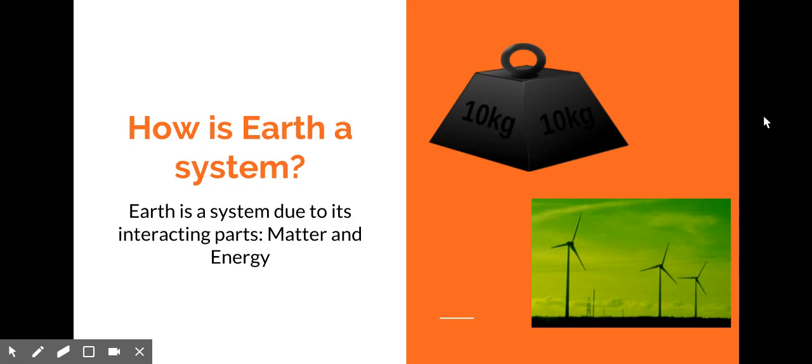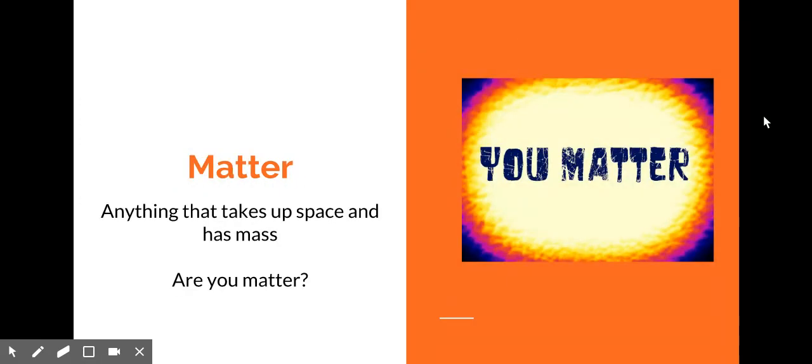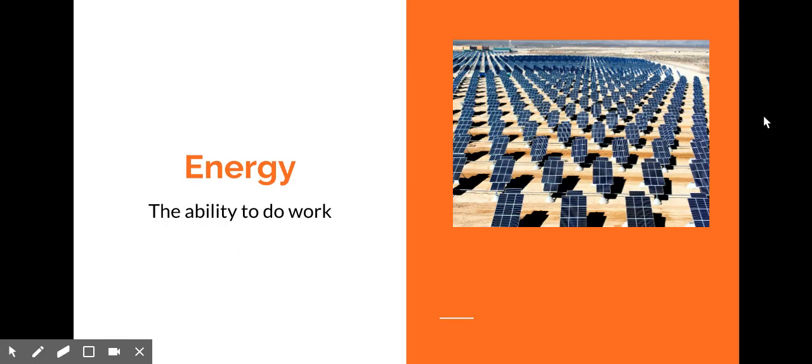So now we want to ask, how is Earth a system? And so Earth is a system due to its interacting parts. Those include things such as matter and energy. So let's redefine matter. It's anything that has a mass and takes up space. So based on that definition, are you matter? Yeah, you matter. Energy is simply defined as the ability to do work.